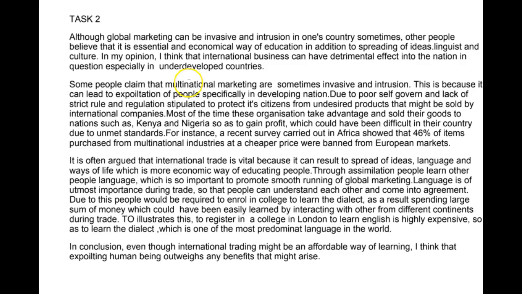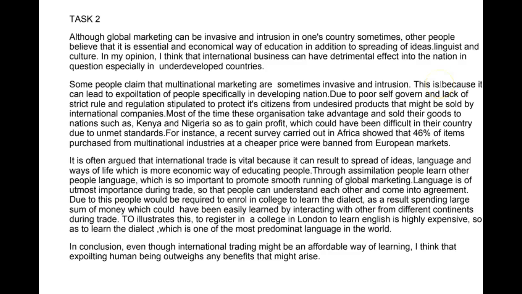Some people claim that multinational marketing is sometimes invasive and intrusive. Okay, adjective, not noun. This is because it can lead to exploitation. Careful with your spelling here. It can lead to exploitation of people, specifically in developing nations, plural, due to poor self-government and lack of strict rules and regulations stipulated to protect its citizens, note apostrophe, from undesired products that might be sold. All right, that's not a full sentence, okay? I'm reading it and I'm waiting to get to some sort of a verb or something happening here, but it's not a full sentence. It's just a fragment.